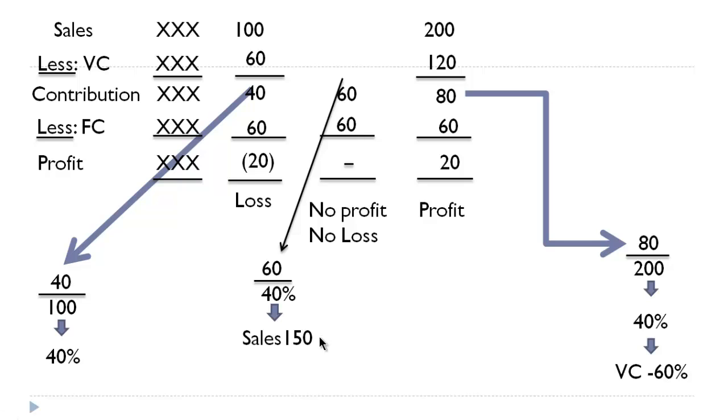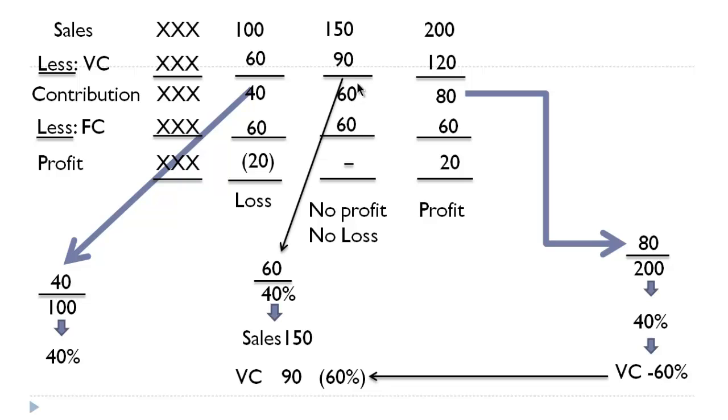Now this would tell us the variable cost. This is 100%, this is 40%, so 60% should be the differential figure. So we understand variable cost is equal to 60%. 60% of sales would be 90. Now we have the information of sales and of variable cost, so we can fit them here. Our sales is 150, variable cost is 90, and contribution is 60.